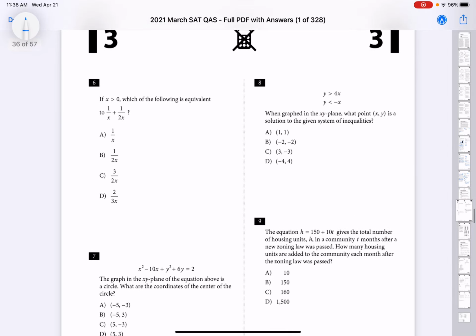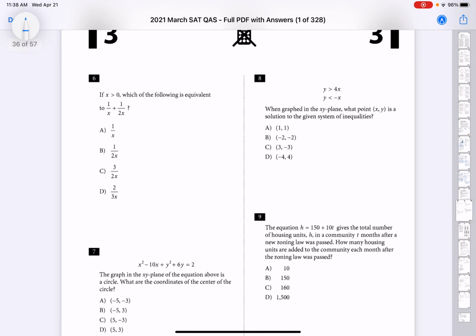Okay, number 6. If x is greater than 0, which of the following is equivalent to 1 over x plus 1 over 2x? So they want us to combine fractions over here. So what I'll do is multiply the top and bottom of the first fraction by 2, because you need to have the same denominator in order to combine fractions. It becomes 2 over 2x plus 1 over 2x, which is equal to 3 over 2x. The answer for number 6 is C.